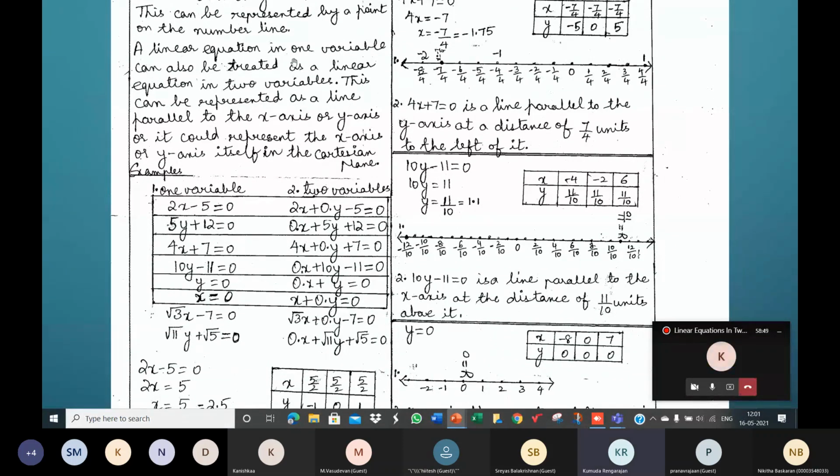Read this again. A linear equation in one variable can also be treated as a linear equation in two variables. This can be represented as a line parallel to the x-axis or parallel to the y-axis, or it could represent the x-axis or the y-axis itself in the Cartesian plane. We have some examples we'll be understanding using them.